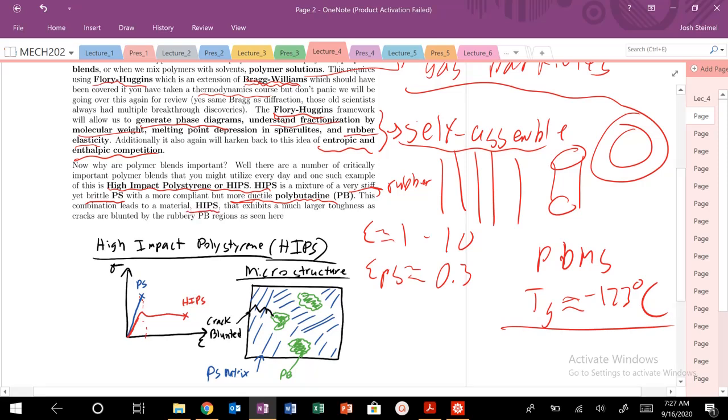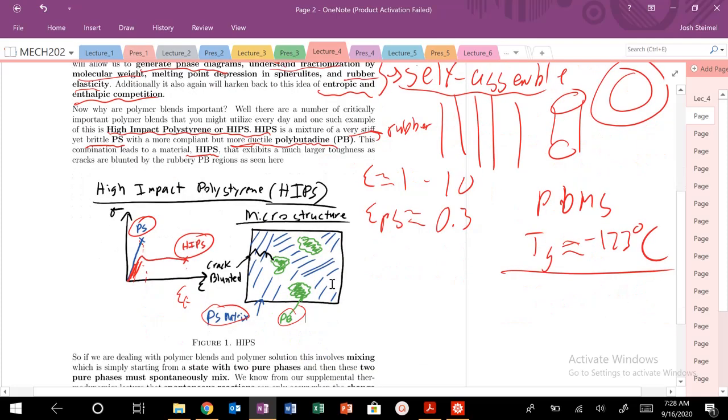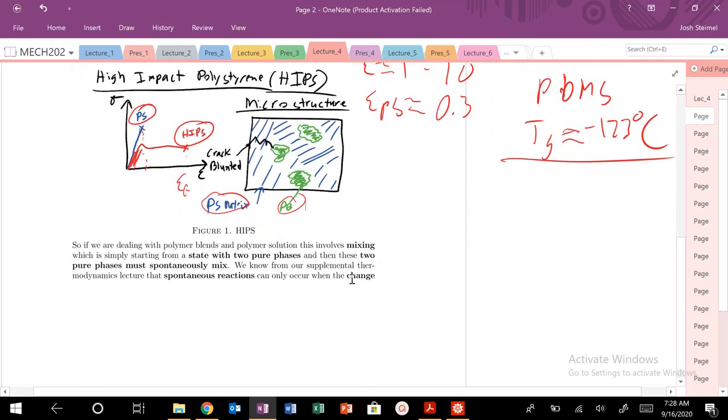So look at this difference in behavior between my polystyrene and my high-impact polystyrene. I lose a little bit of stiffness, granted, but look at how much I gain in my ductility at failure. Why is that? Because I have this blue polystyrene matrix, and I have these inclusions, these polybutadiene rubbery or softer spots in my material.